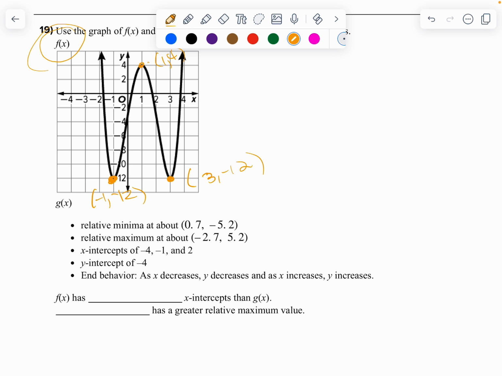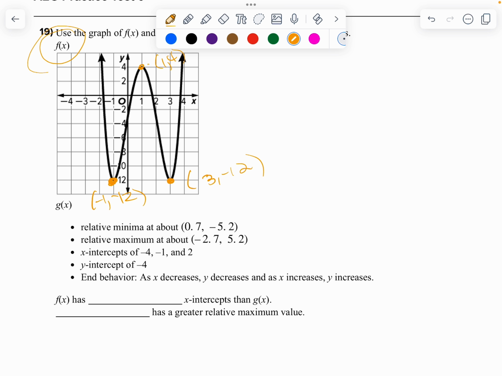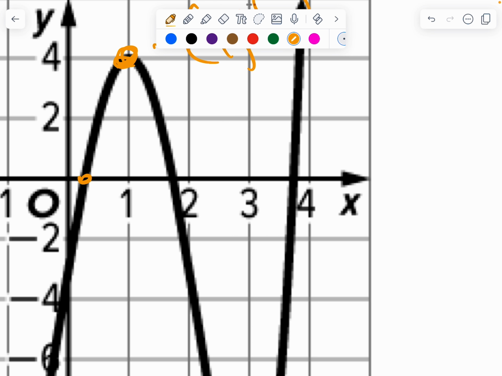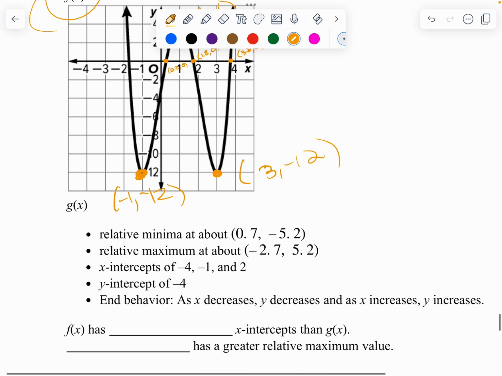Okay, so f of x, that's this one up here, has blank x-intercepts. Well, how many? Oh, I didn't do the x-intercepts. Oops. The x-intercepts are, I don't know, 0.2, 0; 1.8, 0; 3.8, 0. How many x-intercepts does it have? It has 3 x-intercepts. Oh, it helps if I read what it says. Has blank intercepts than g of x.